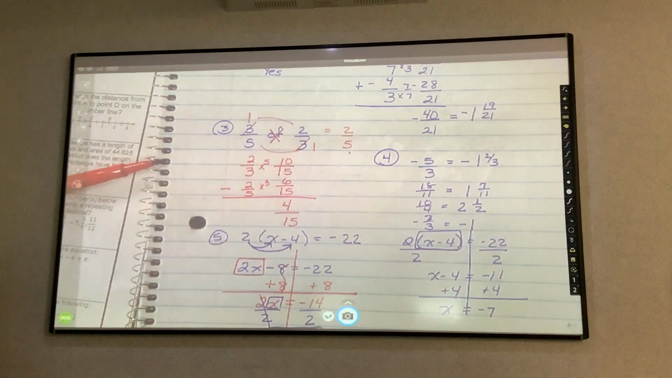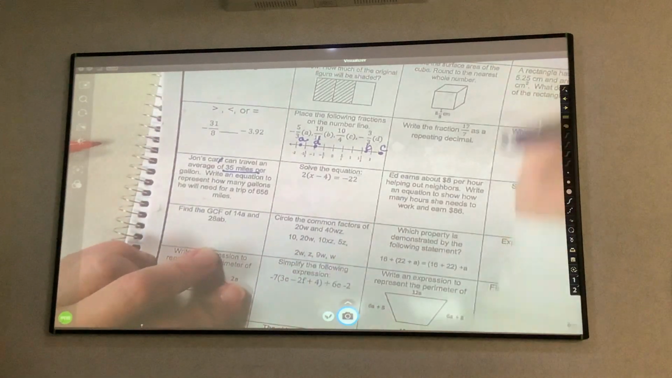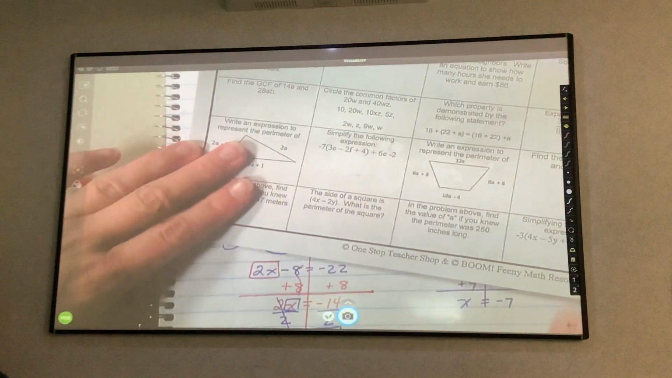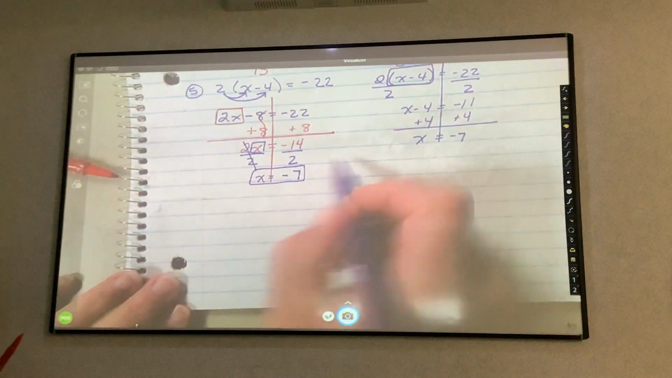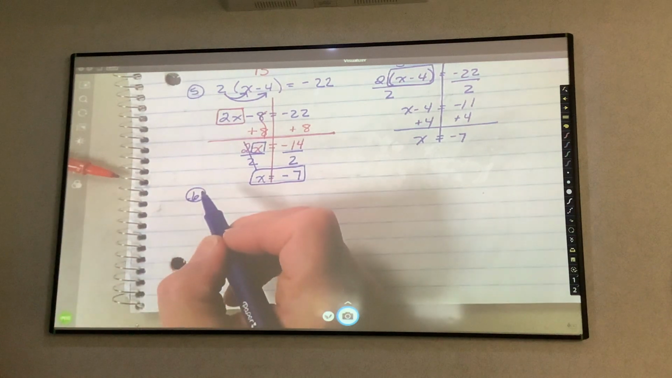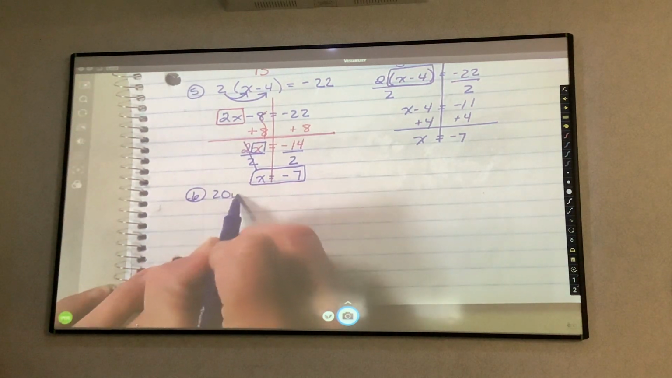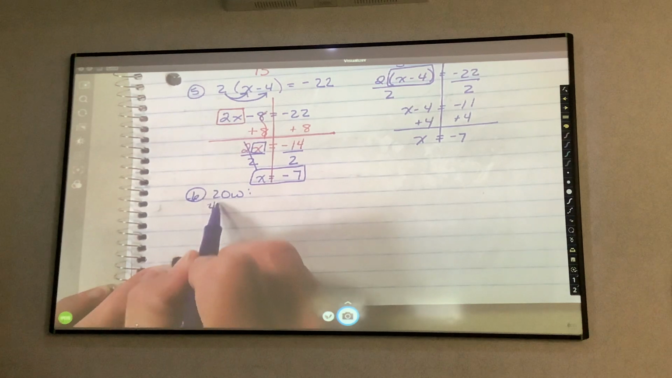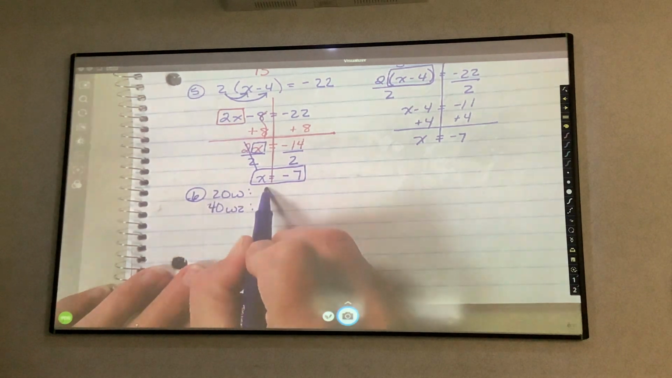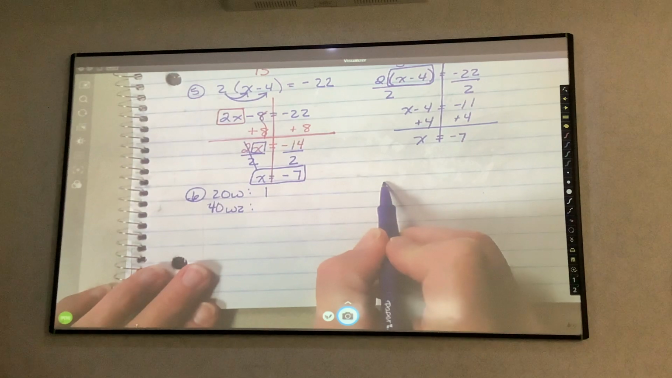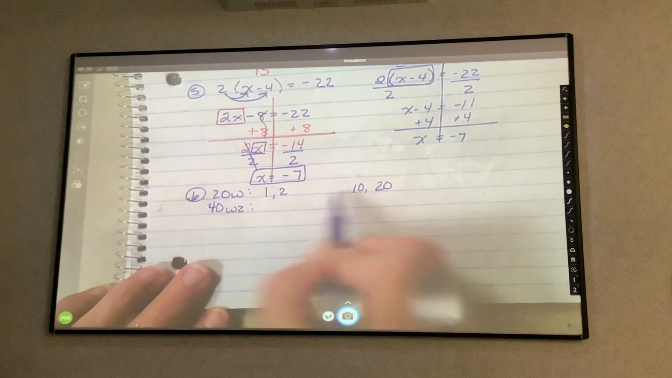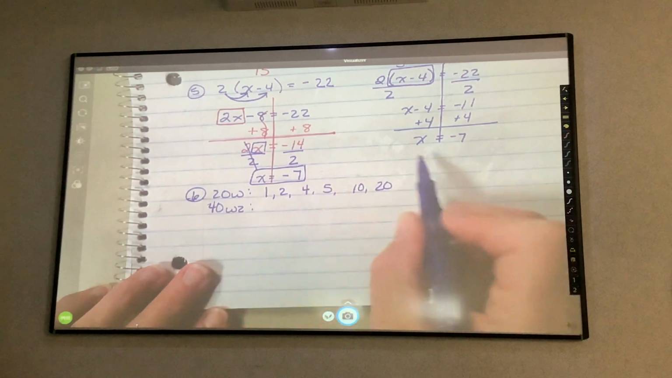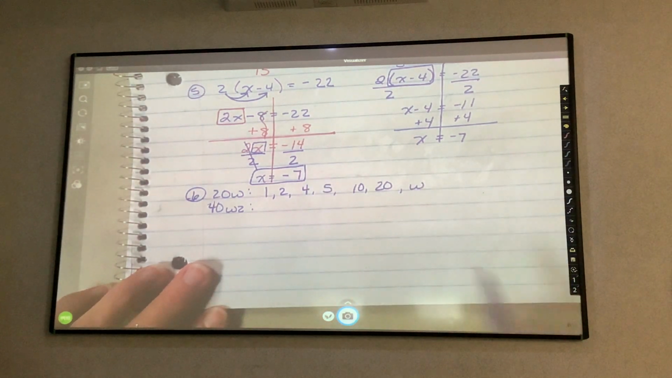And, okay, what's my next number? Circle the common factors of 20W and 40WZ. You need to write on your paper. Make sure you're writing all the factors. So I'm writing the factors of 20W on one line and then 40WZ on the next line. 1 and, guys help me out, 1 and 2 and 4 and anything else? And then my W.